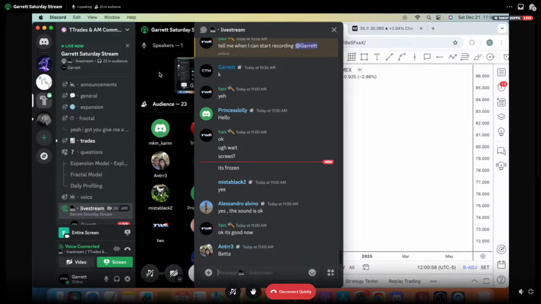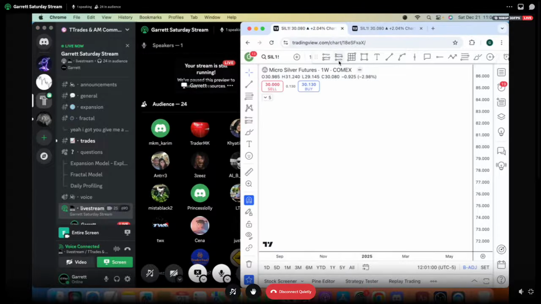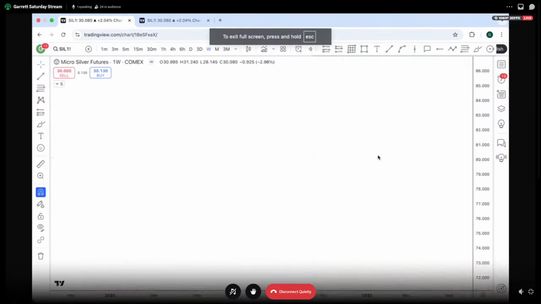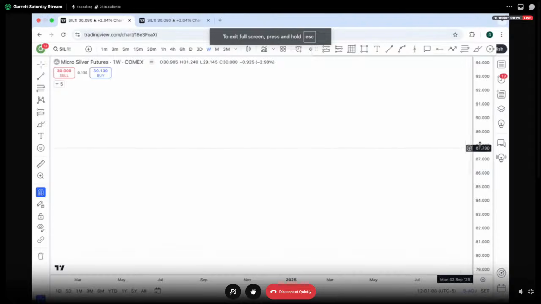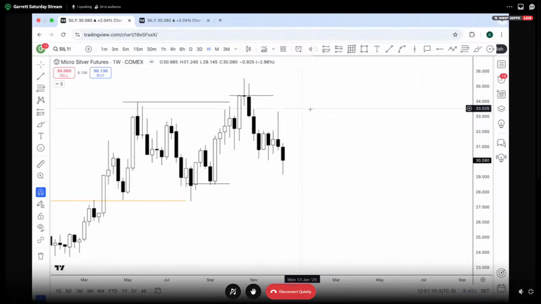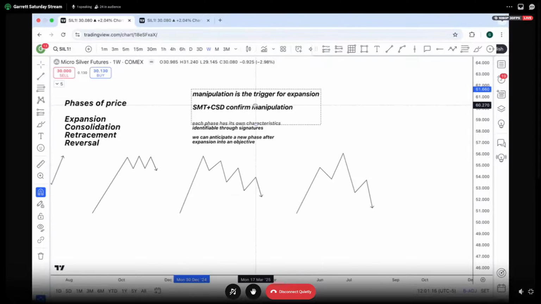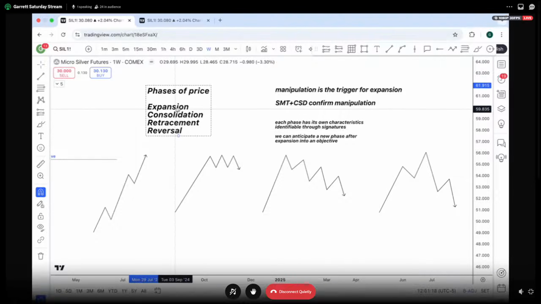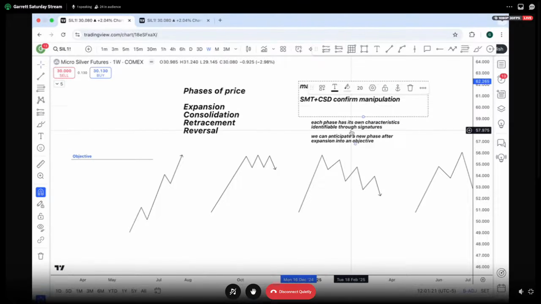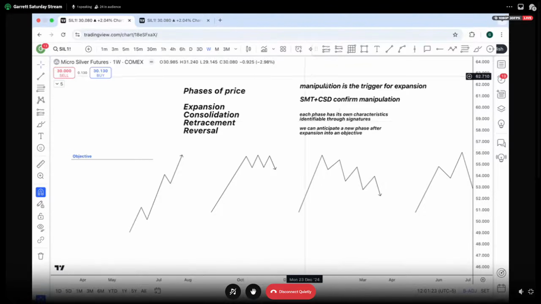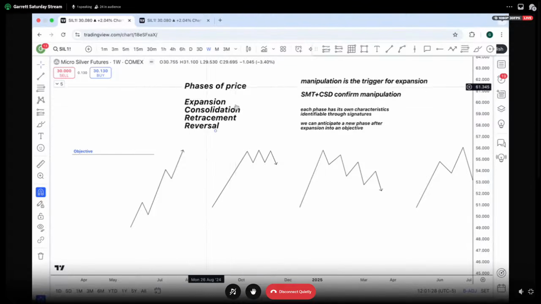Okay, so let me just get to this, and then we'll go over some examples. What we're going to be going over today is something I'm sure you've heard TWX talk about many times, and it's the phases of price. This is one of the core concepts to really approaching the market and any model in general. It is one of the ways you're going to actually anticipate price. So there are four phases of price: expansion, consolidation, retracement, and reversal, right?